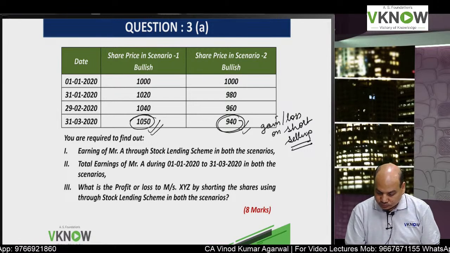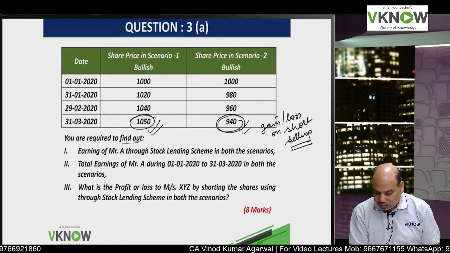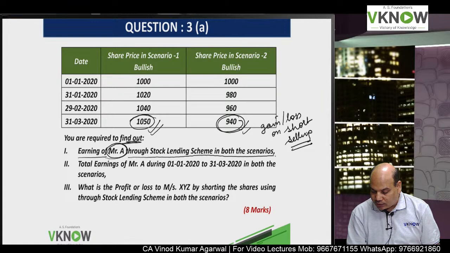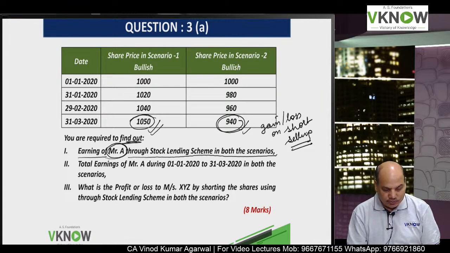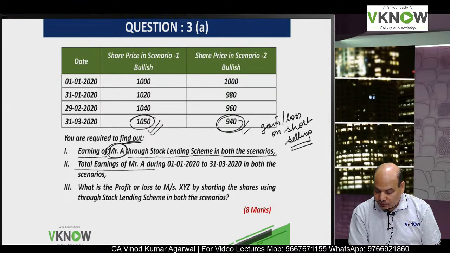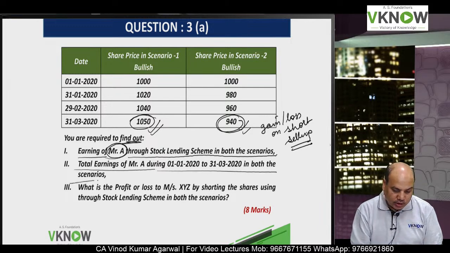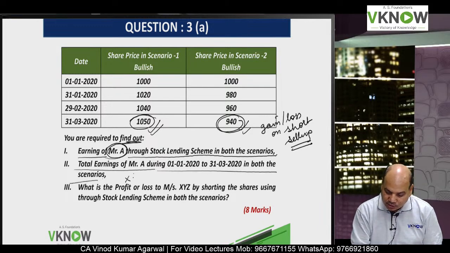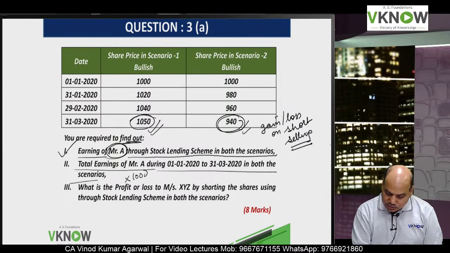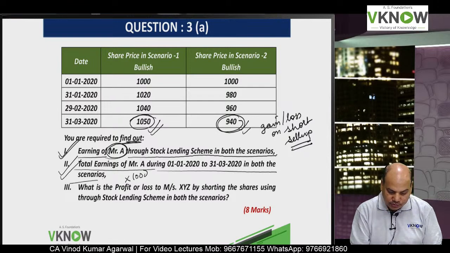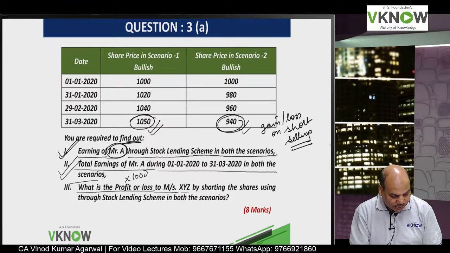Okay. So question number 1 is: find out the earnings of Mr. A through the stock lending scheme in both scenarios. Very easy. Total earning of Mr. A in both the scenarios, again very easy, just multiply the previous answer by 1000. What is the profit or loss to Messrs. XYZ?